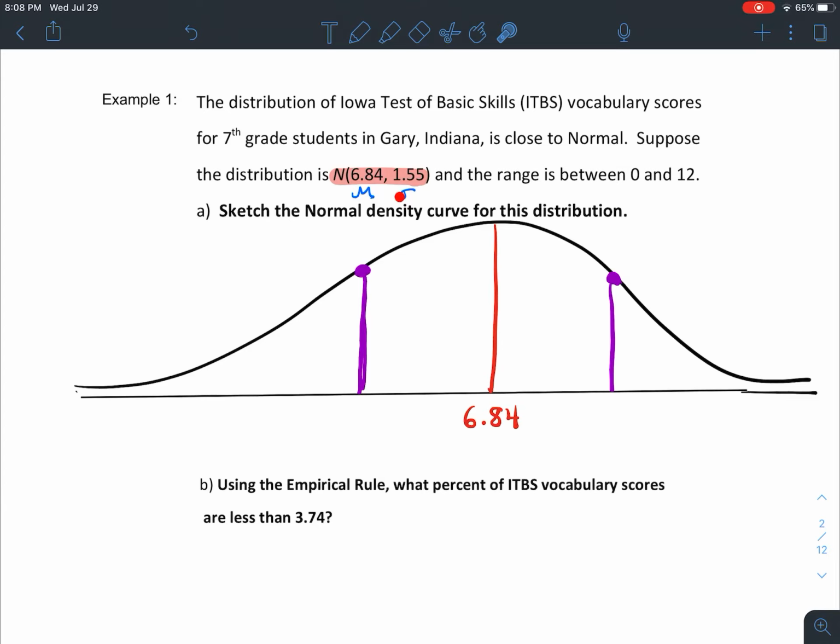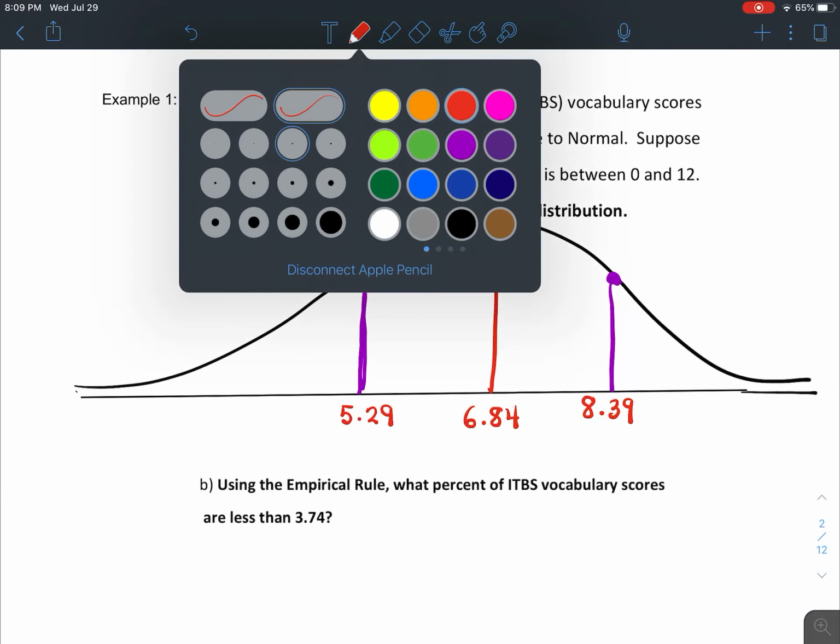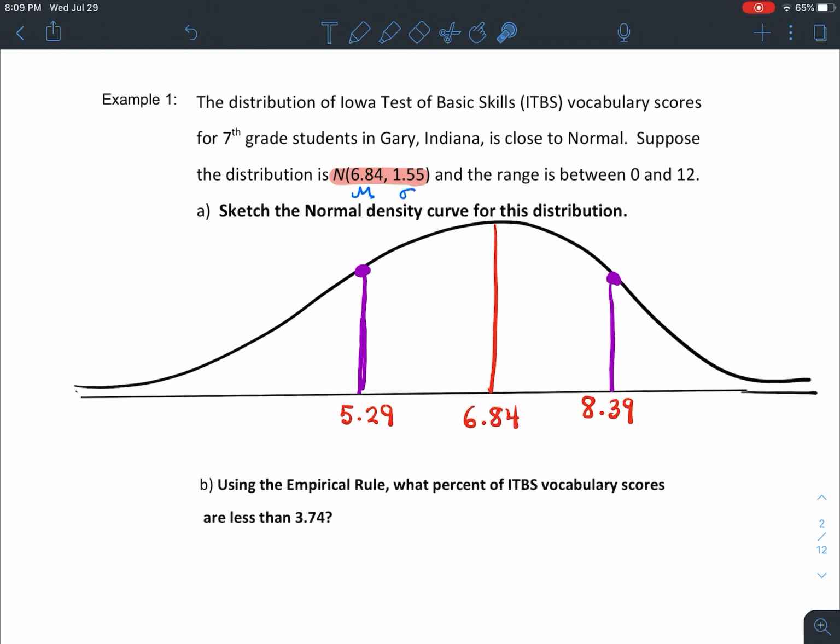Now, the standard deviation is 1.55. So if I add 1.55 to 6.84, I get 8.39. That's going 1 standard deviation to the right. If I subtract 1.55 from 6.84, I get down to 5.29. I'm going to mark off going out 1, 2, and 3 standard deviations from the mean.